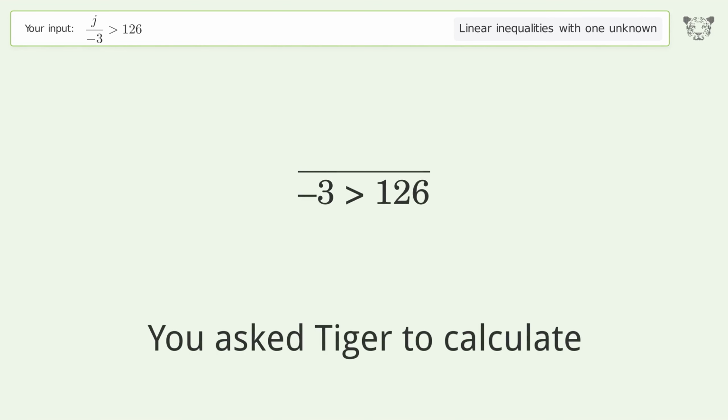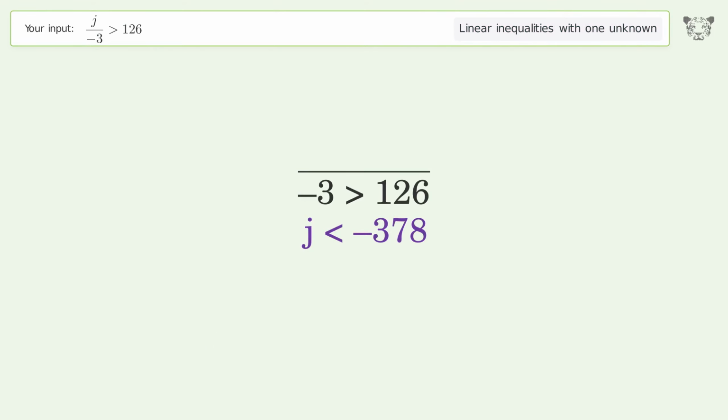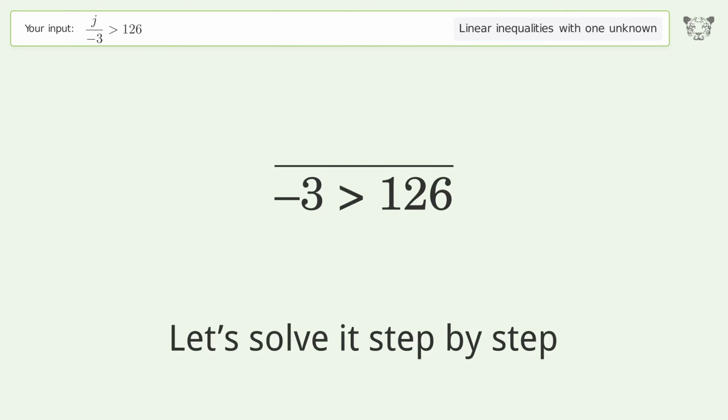You ask Tiger to calculate. This deals with linear inequalities with one unknown. The final result is j smaller than -378. Let's solve it step by step.